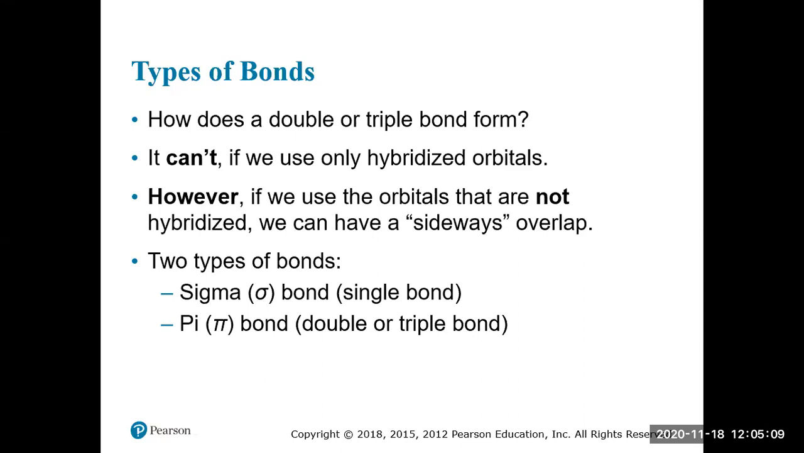When we think of two types of bonds, we have sigma bonds, which are single bonds, and we have pi bonds, which are triple or double bonds. Those single bonds, we can explain with hybridization. The pi bonds aren't explained that way, and we'll see in a moment what that means.